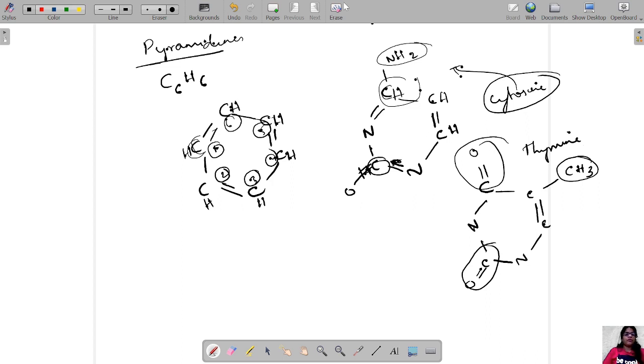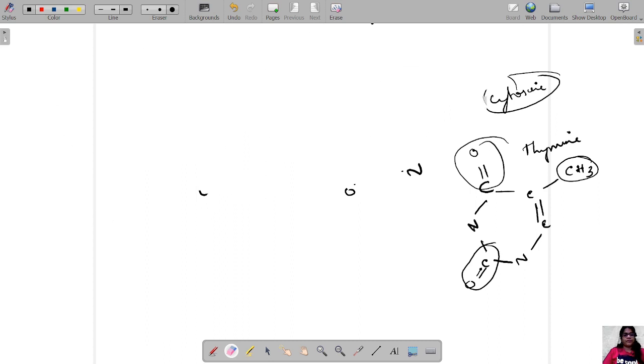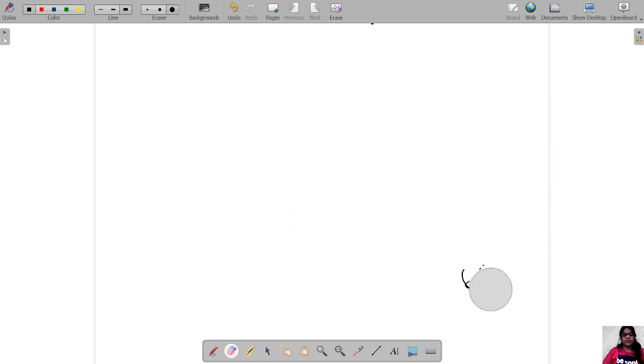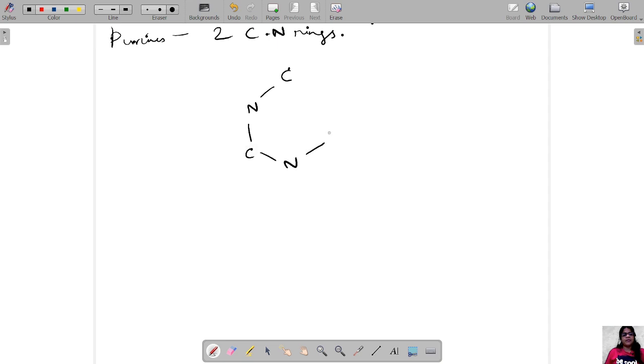Now let's talk about the purines. How are the rings attached and how are they bound to the other strand of the DNA? Purines have 2 carbon-nitrogen rings, right? One pyrimidine ring is the basic ring, and attached to it you have one more carbon-nitrogen ring. This is the common pyrimidine ring that we already know, and to that you add an extra ring. This is the basic purine ring.